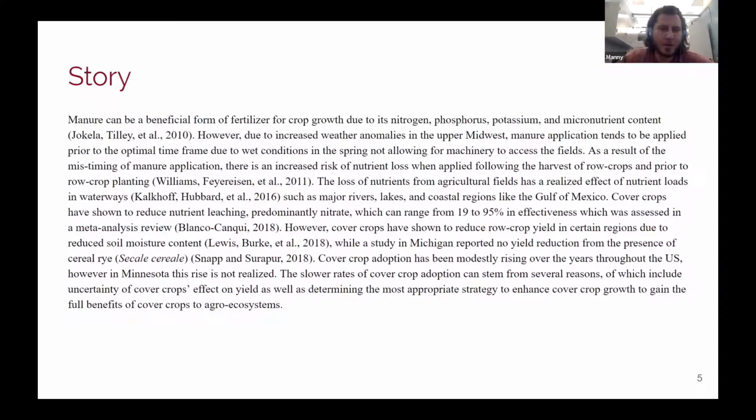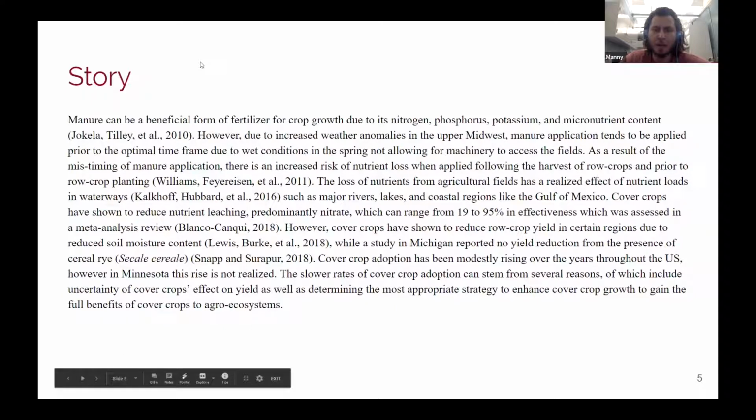We know that manure can be a beneficial form of fertilizer for crop growth due to its nitrogen, phosphorus, potassium, and micronutrient content. However, due to increased weather anomalies in the upper Midwest, manure application tends to be applied prior to the optimal time frame, due to wet conditions in the spring not allowing machinery to access the fields. As a result of the mistiming of manure application, there is an increased risk of nutrient loss when applied following the harvest of row crops and prior to row crop planting.